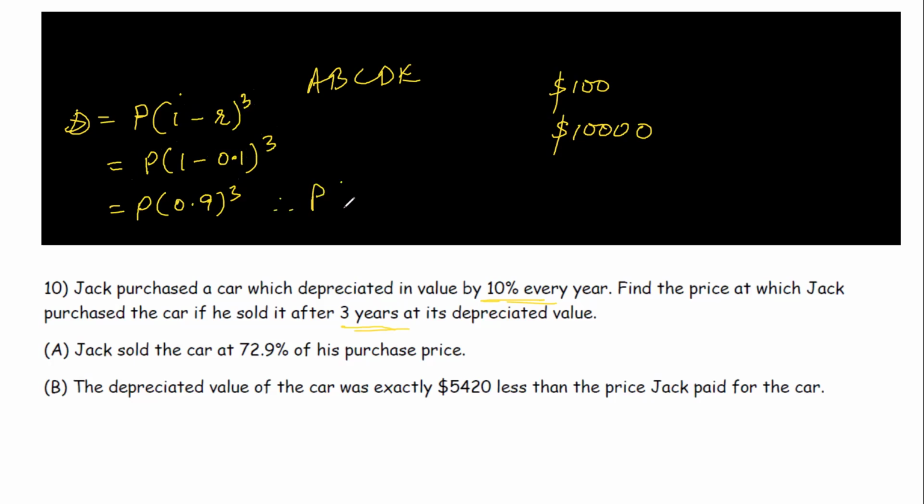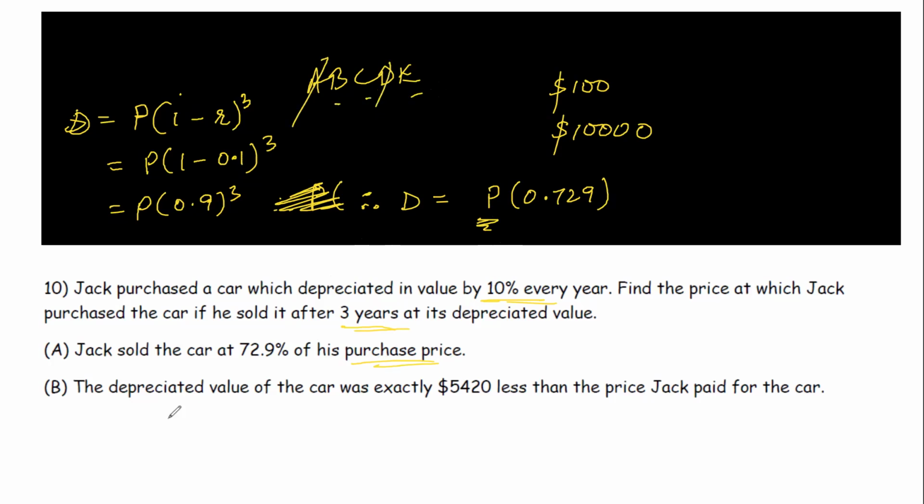Therefore D is equal to P into 0.9 into 0.9 into 0.9, and that is 0.729, which is 72.9% of the principal amount, the purchase price. Correct. But we don't know the purchase price, so A doesn't answer. So B, C, or E.